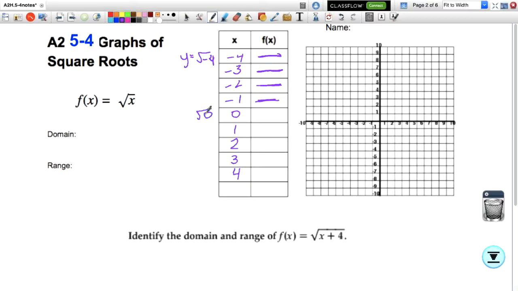Square root of 0. So what number times itself equals 0? Well, the answer is 0. So our first point is going to be here at 0, 0. Next, we have square root of 1. So what times itself equals 1? And it's going to be 1.